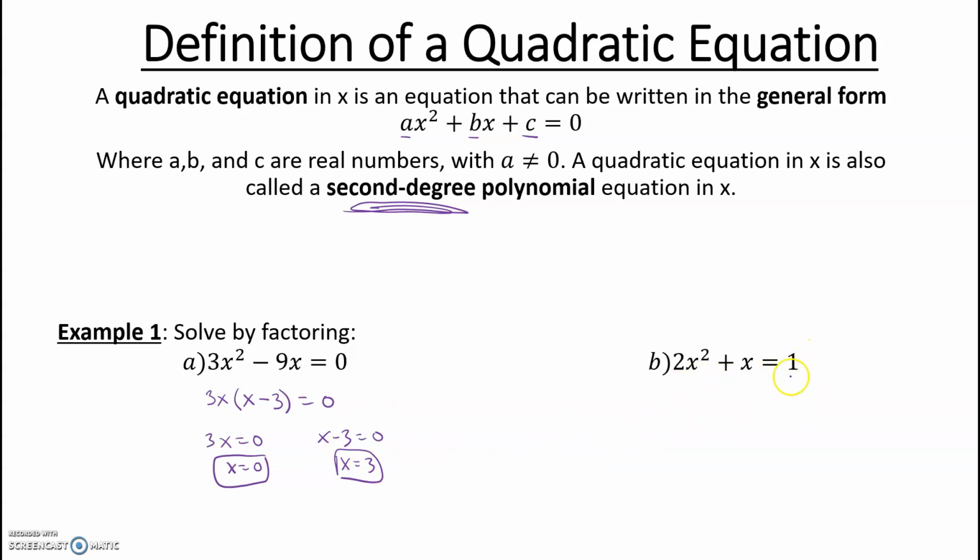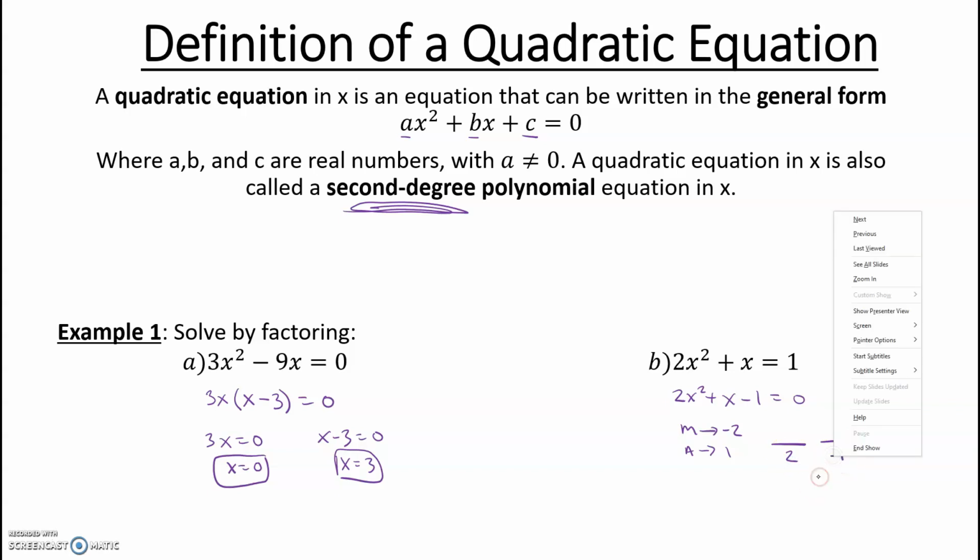Now here, remember, you always want it to equal 0, so we're going to subtract that 1 from both sides. And we're going to factor, so we want it to multiply to get 2 times negative 1. We want it to multiply to negative 2, and we want it to add to 1. So what multiplies to negative 2 and adds to 1? We got 2 and 1, and we want it to be a negative 1. So 2 times negative 1 is negative 2, and 2 plus negative 1 is 1.